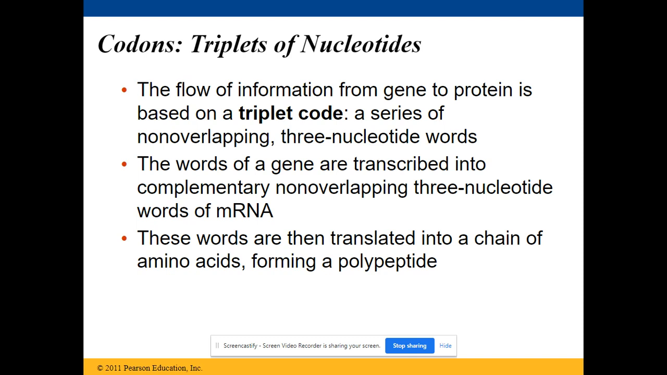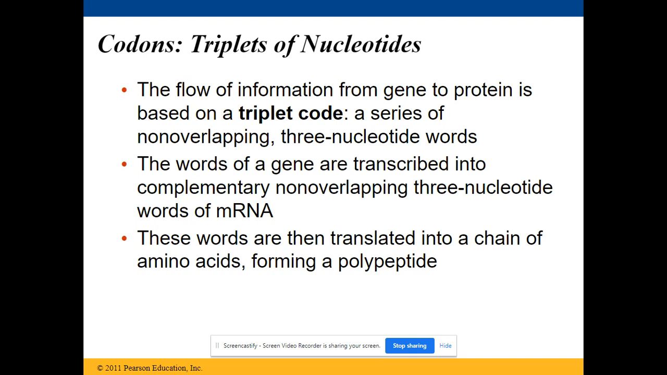A codon is a triplet of nucleotides. So proteins and amino acids get read in something called a codon. It's a series of 3 nucleotides known as the triplet code. This is how we get from gene to protein based on that triplet code.